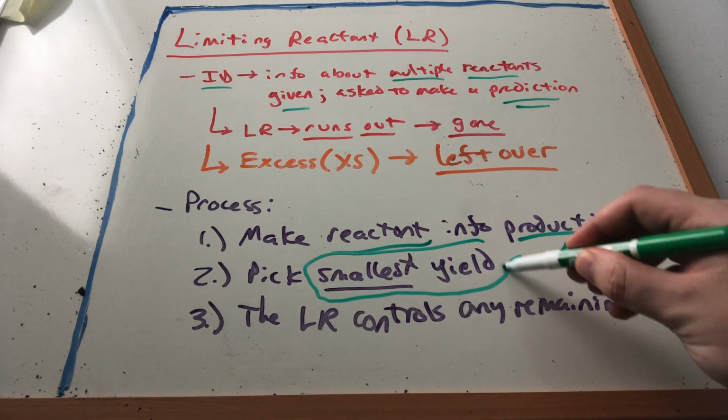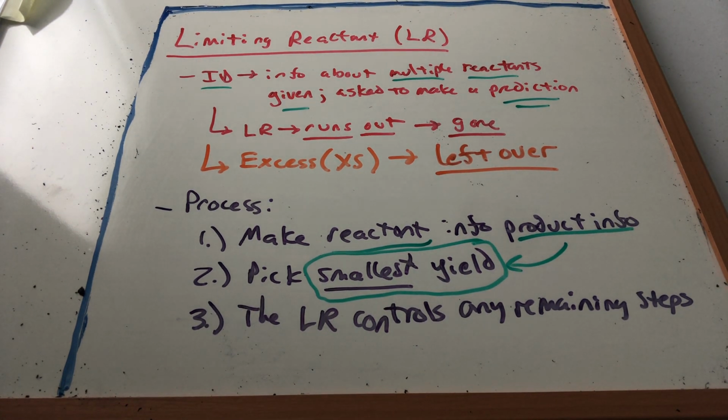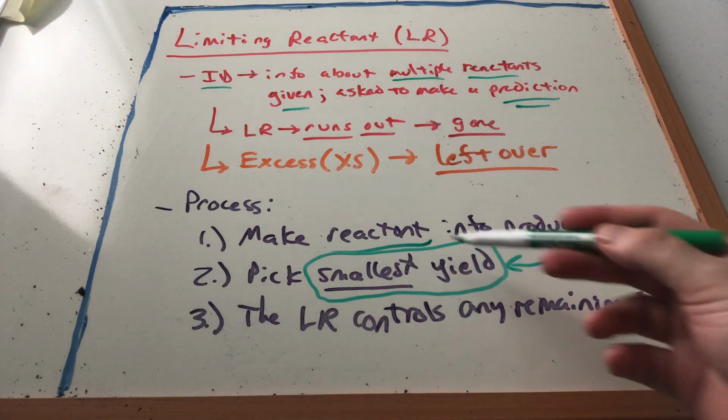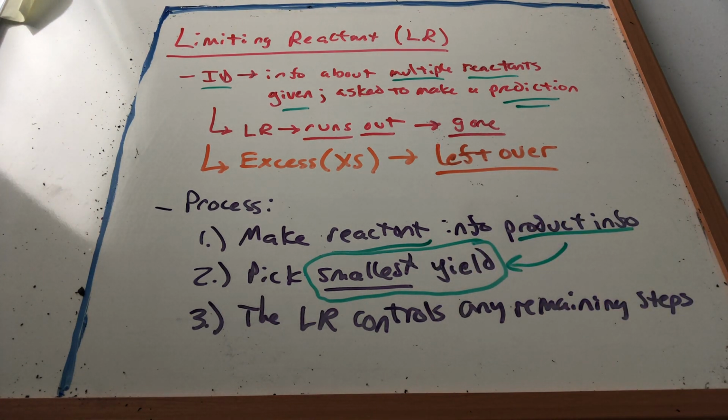That product info we refer to as the yield, all right? The yield that matters is the smallest. Remember, the whole idea with the limiting reactant is that it runs out and it limits production. It's an ingredient that goes away. So when we do these conversions and see what our results are, the smallest matters, right? And then we'll remember that if we're asked to do anything else in the process, the limiting reactant controls everything. It dictates how much of a product is made, how much of the other reactants are used. It has complete control of the actual reaction and what occurs.